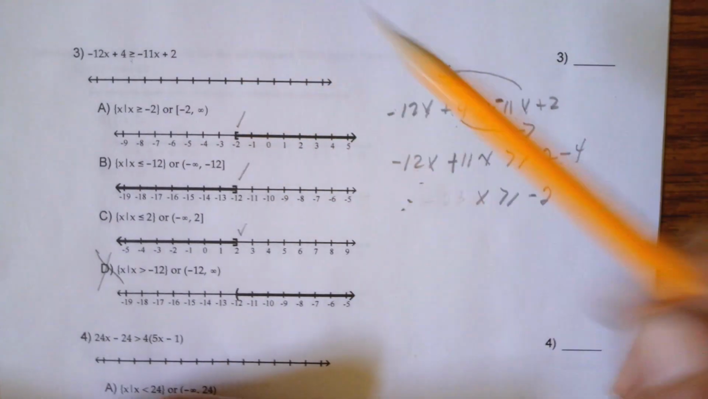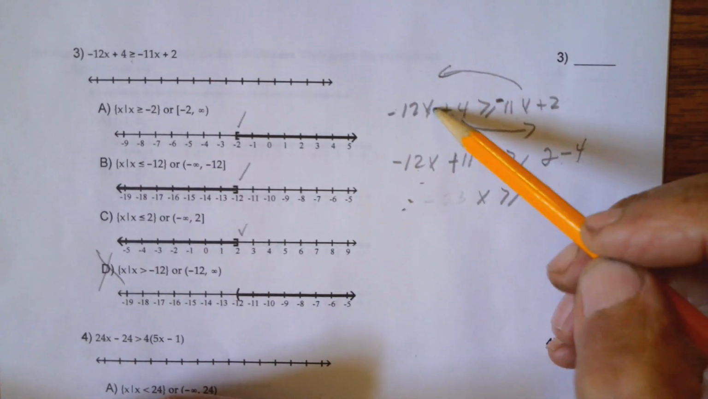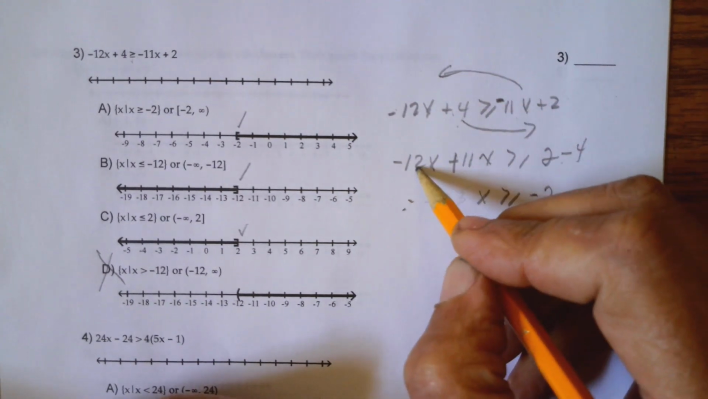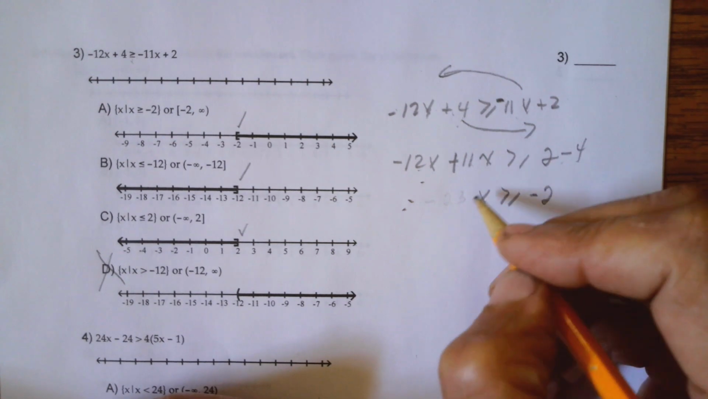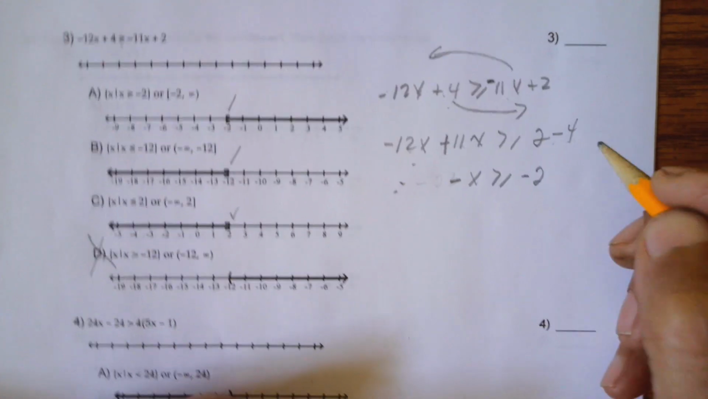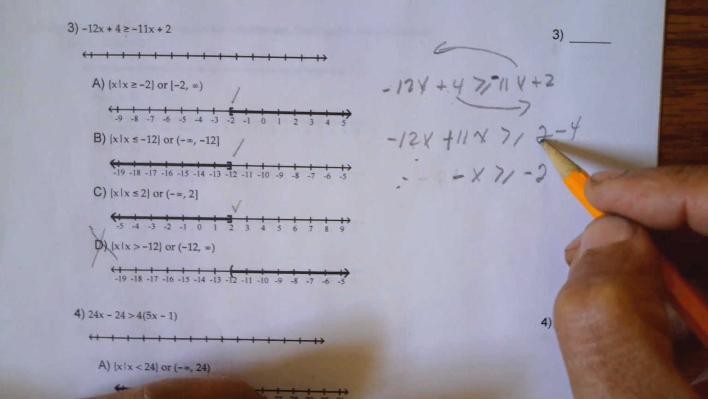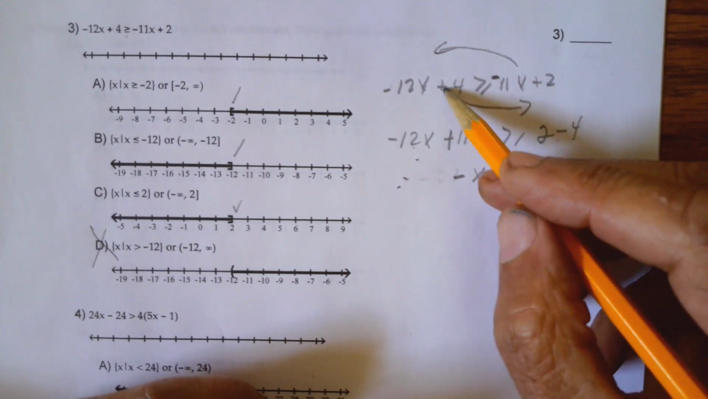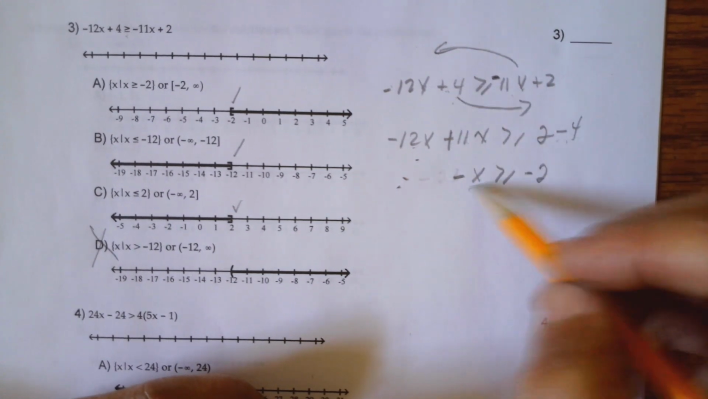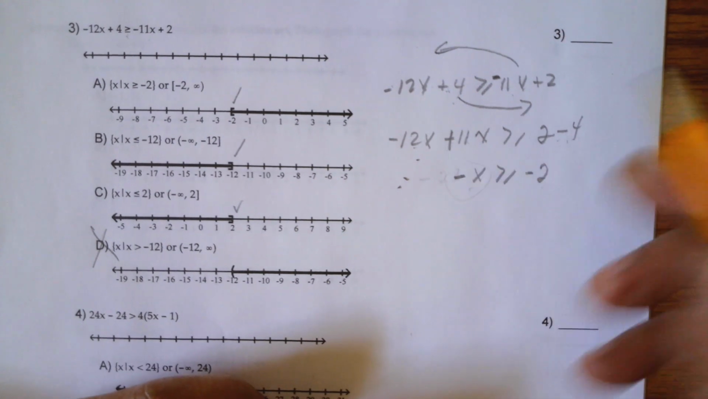This was a negative 11, so I brought it over to the other side. It's a positive. All right. Minus 12x and a positive 11 is a negative x. Okay, so I got this right. A positive 2 minus 4 is a minus 2. Now, I don't want to know about negative x. I want to know about positive x.